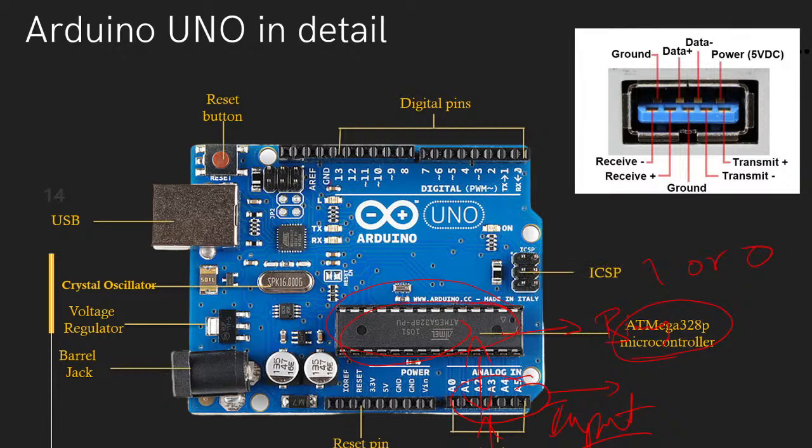Next thing, ICSP pins. There are ICSP pins. ICSP stands for in-circuit serial programming. First, I want to divide this. What is serial programming? Serial programming means the data will be transferred and programmed in a serial way. What does in-circuit mean?